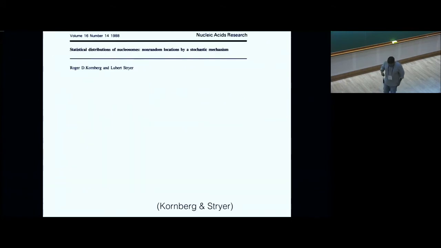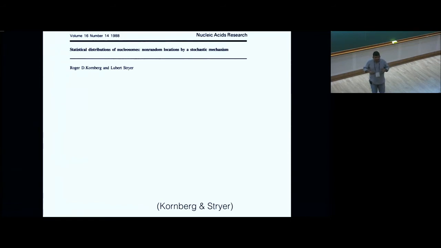So to explain this pattern, this is known for some time. Roger Kornberg and Stryer wrote a very famous paper many years ago, 1988. The title of the paper is Statistical Distribution of Nucleosomes, Non-Random Locations by a Stochastic Mechanism. So essentially, what Kornberg and Stryer argued is, in a physicist language, the following.